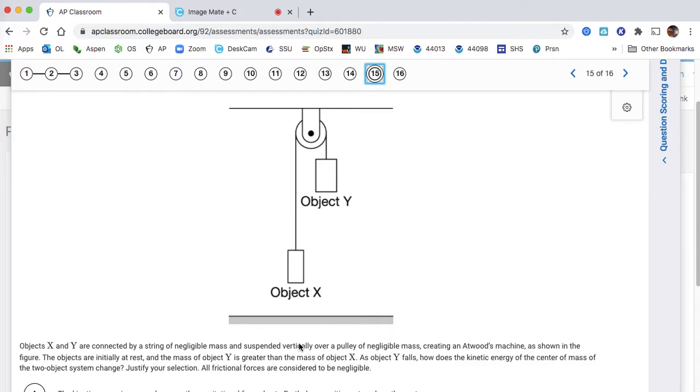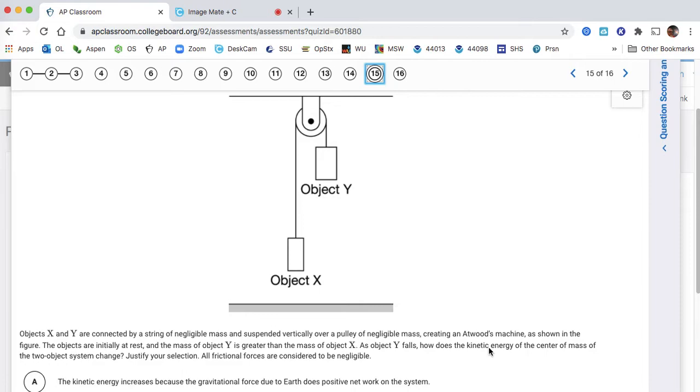They're connected by a string of negligible mass suspended vertically over a pulley, creating an Atwood's machine, as shown in the figure. The objects are initially at rest, and the mass of object Y is greater than object X. And as object Y falls, how does the KE of the center of mass change? The kinetic energy of the center of mass.